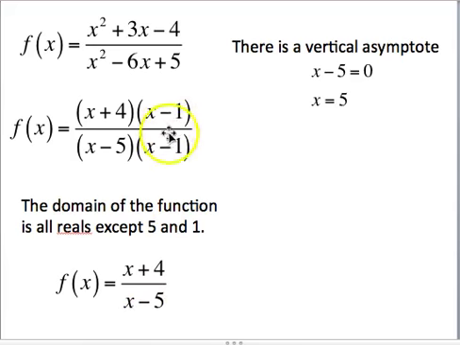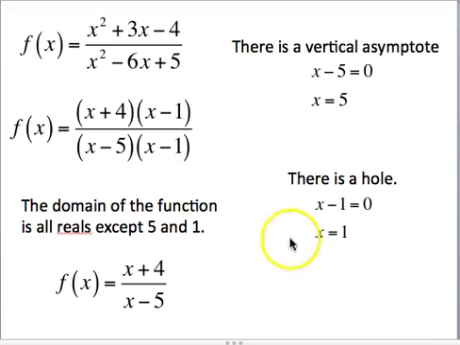But what about this x minus 1 thing? Since it cancels out, it is not a vertical asymptote, but rather it is a hole. The graph is not continuous there. There is a break. 1 is missing. Whatever the y value is, 1 is missing from that graph. So the hole is when the x minus 1 cancels out. So x minus 1 is 0, x equals 1. Vertical asymptote at 5, hole at 1.